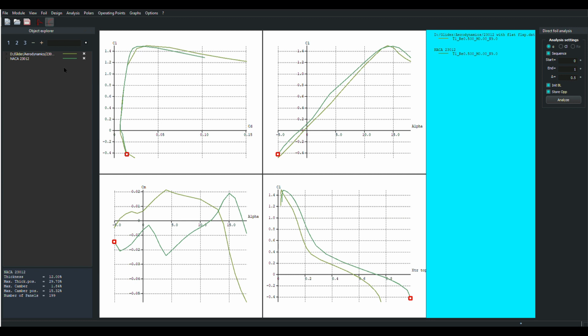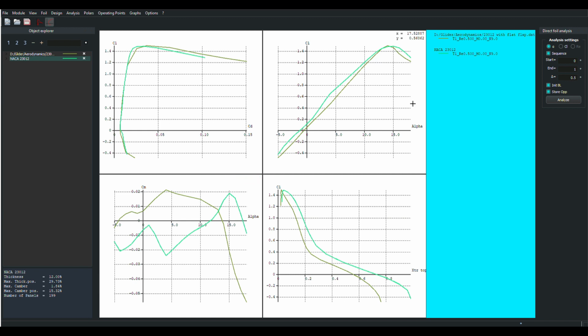And let me see, I'll change this one to a different color so we know who we're talking about. We'll make him a bright green. Okay, so the bright green one is the standard 23012 airfoil, and the dark green one up here is with the flat plate flap on the back. And you see that the nominal airfoil has a slight nose down pitching moment here, and the other one has a slight nose up pitching moment, which is slightly greater than this difference here.